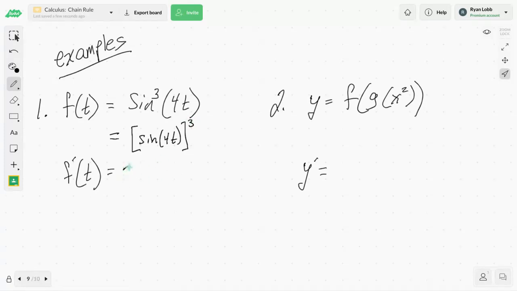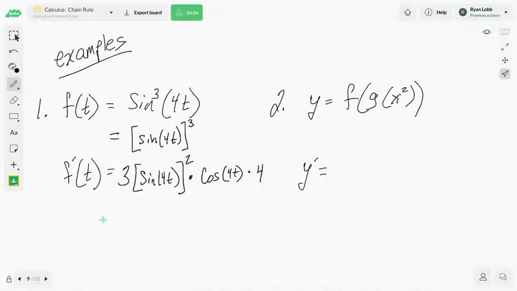So I'd have 3, keep everything inside the same, raised to the second power. Now I have to focus on what's inside here. Well, sine of 4t. Now what's this derivative? Well, here I have an outer function, inner function. So I multiply by the derivative of sine, which is cosine, of inner function stays the same. And now lastly, I have to multiply by the derivative of the inner function 4t, which is times 4.